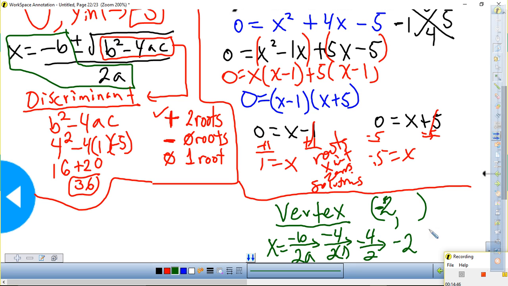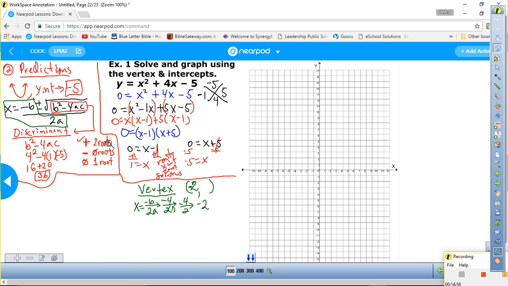Okay, look up, please. This is going to take a little bit of thinking through. Let me zoom out. We were given this problem right here. We found the y-intercept, we found how many roots we were going to get, we found our x-intercepts, we have the x value for the vertex, now we just need the y value. Talk it over with your neighbor and see what we need to do to find the y value of that vertex.